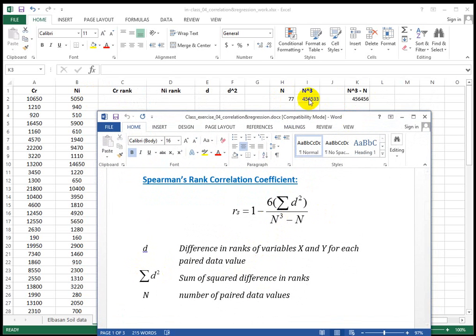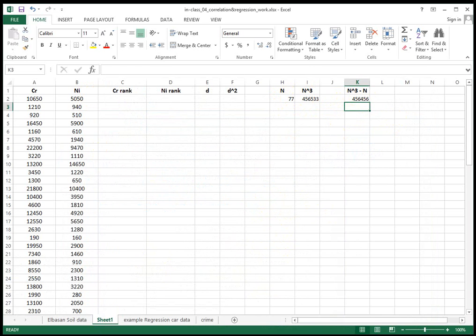N raised to the third power is this number. I already did some prep work. The differences are these guys. Okay, but the thing is we need D, right? We need D and then D squared. So how are we going to do this?